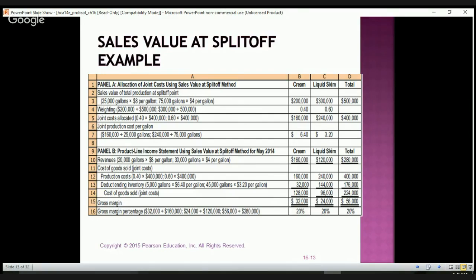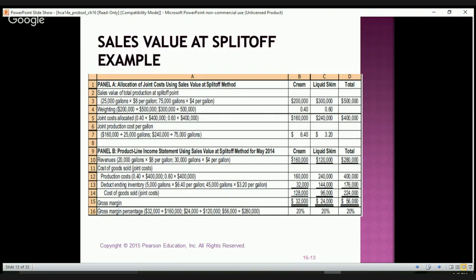Now, weighing it, basically what we do is take the 200,000 divided by the 500,000 and get 40%. We have the 300,000 divided by 500,000, we get 60%. We take the 40% of the 400,000, which is the total joint cost. 40% of 400,000 is 160,000. And then 60% of 400,000, the joint cost, is 240,000. So that's how we get the allocation.